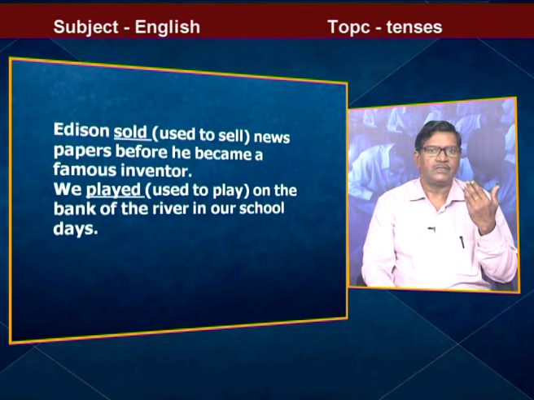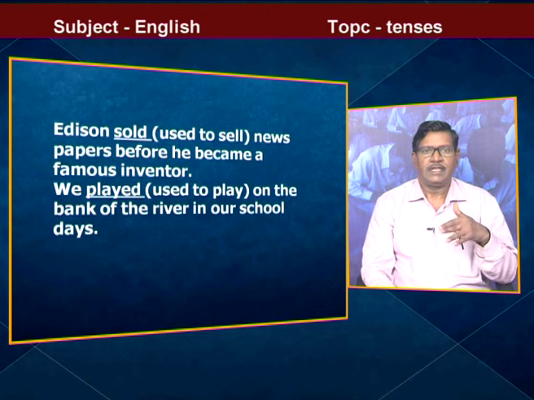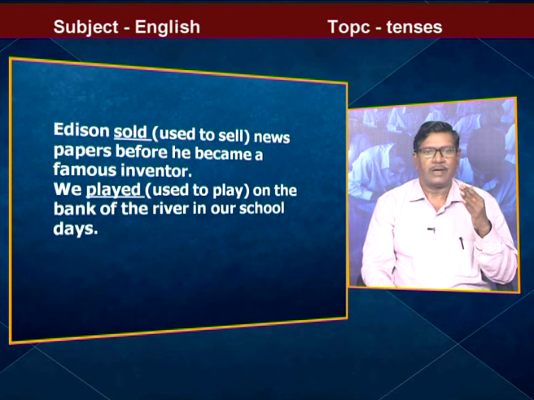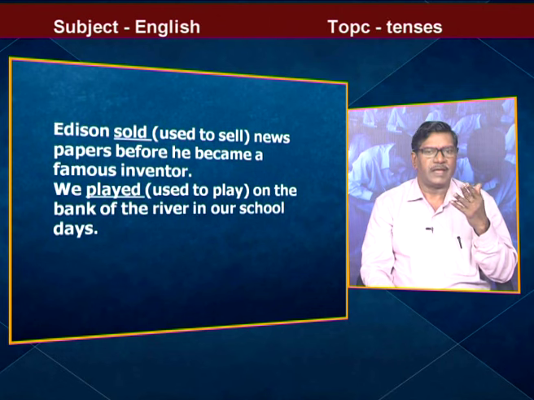Edison sold newspapers. That means he used to sell newspapers before he became a famous inventor, a famous scientist, Edison. Thomas Alva Edison is a great scientist. He sold newspapers before he became a famous inventor. So, he sold, meaning he used to sell. Appudu ala aapanu cheyadaniki alavaatu paddadu. He used to sell. We played means we used to play on the bank of river in our school days.